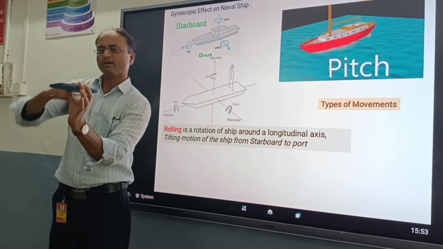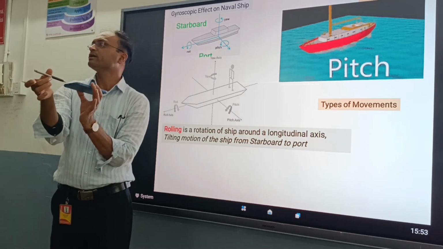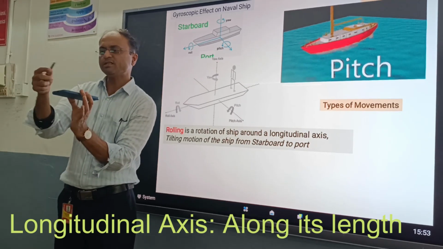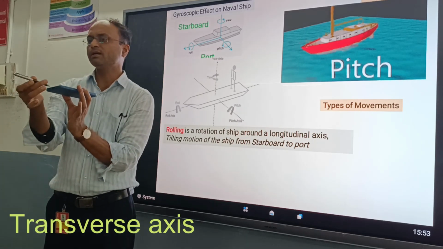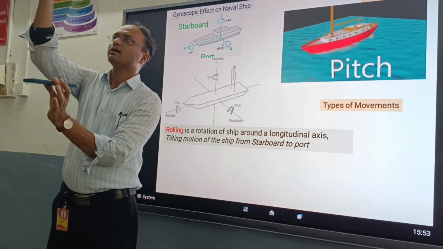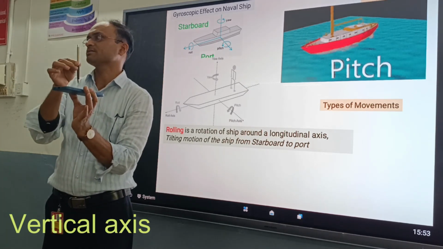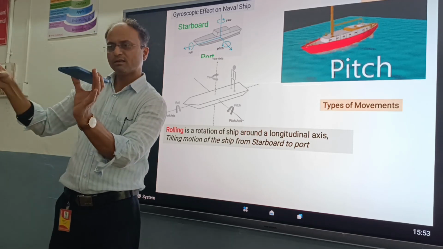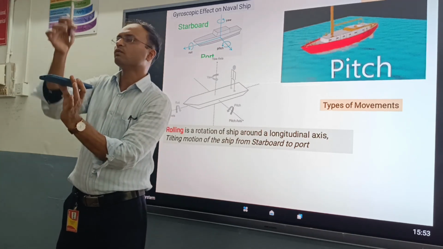This is a ship. It is having more length along this side. So this is which axis? Longitudinal axis. It's understood? Second axis, the axis which is perpendicular to this, is transverse axis. Longitudinal axis, this is transverse axis. And third one is the axis passing through the CG of the ship, let us say, the vertical axis. Okay, one is longitudinal along the length of the ship. Second one is transverse, perpendicular to the longitudinal axis. And third one, vertical axis.